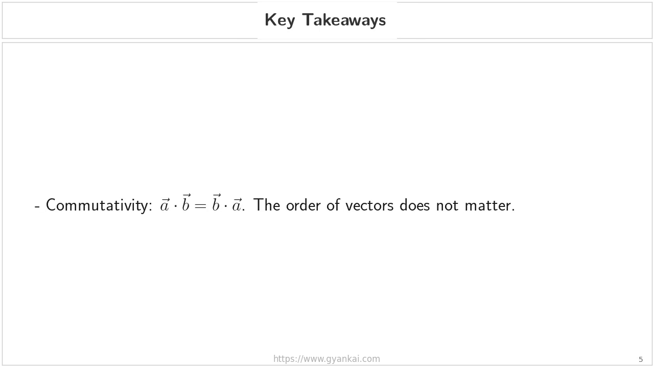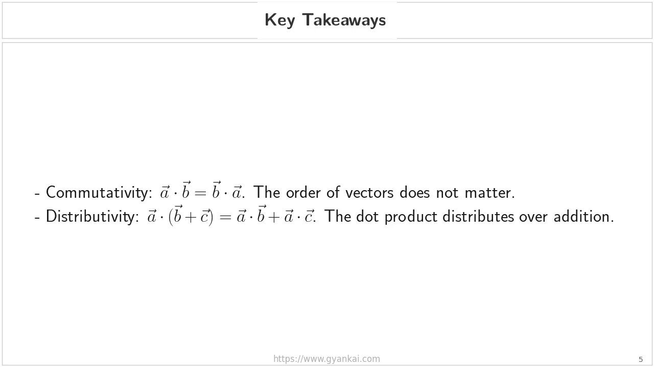First, we have commutativity. As we saw in our second slide, the order of the vectors in a dot product is irrelevant. Mathematically, we express this as a dot b equals b dot a. Essentially, it doesn't matter which vector you list first. The resulting scalar value remains exactly the same.